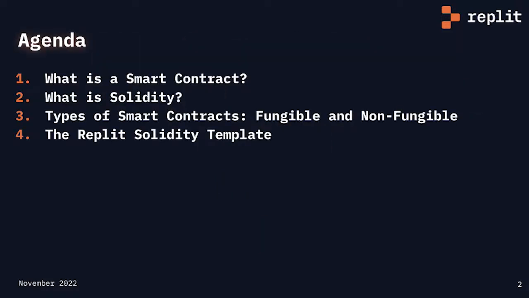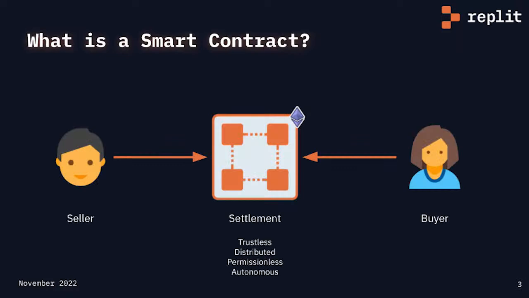We will begin by having a look at what is a smart contract. We will then take a look at Solidity, the language used by the leading smart contract blockchain to code smart contracts. Afterwards, we will take a look at the two main types of smart contracts, ERC20, fungible tokens, and ERC721, non-fungible tokens, or NFTs. To finish, we will jump into Repl.it and have a live demo of using the Repl.it Solidity template.